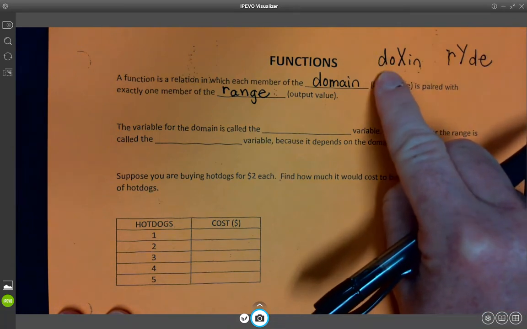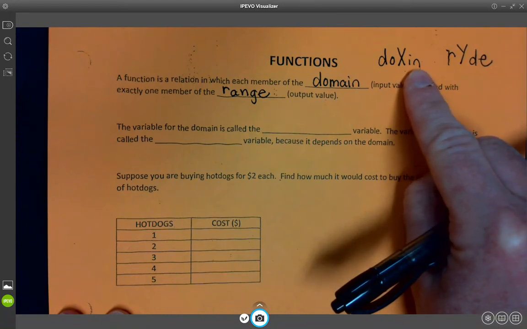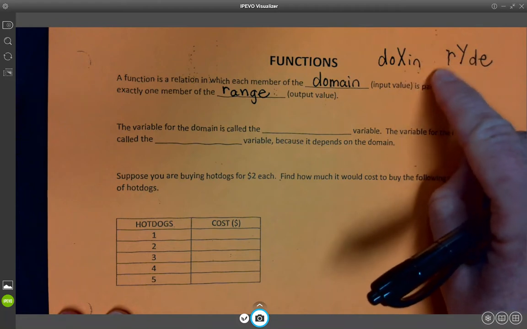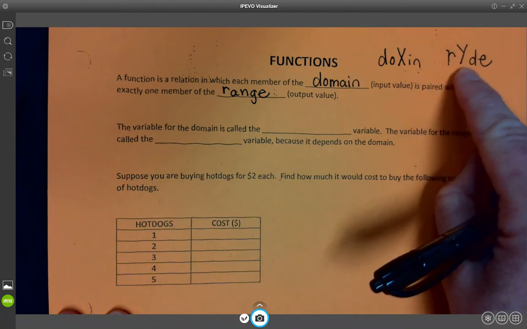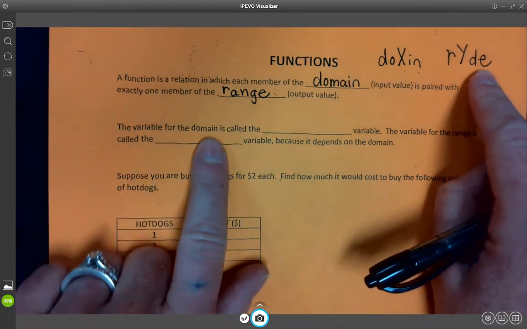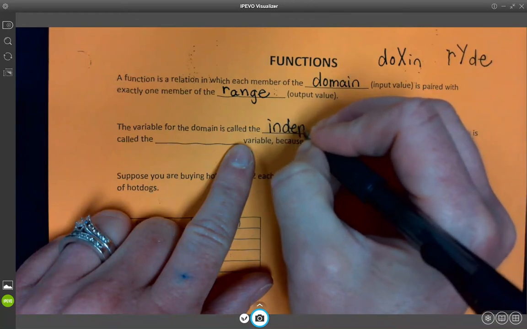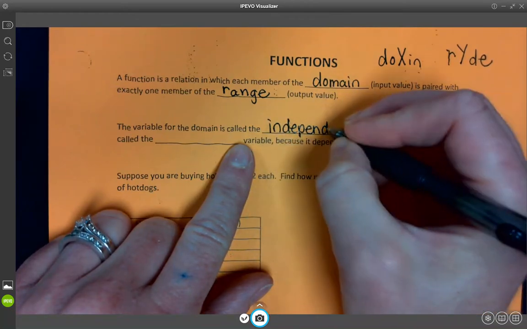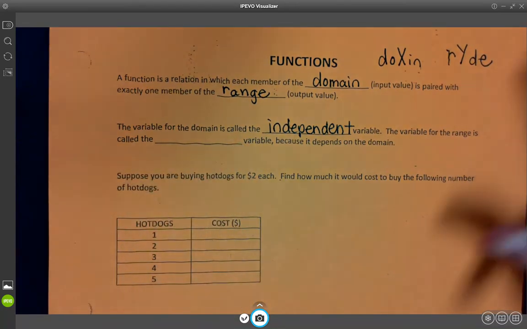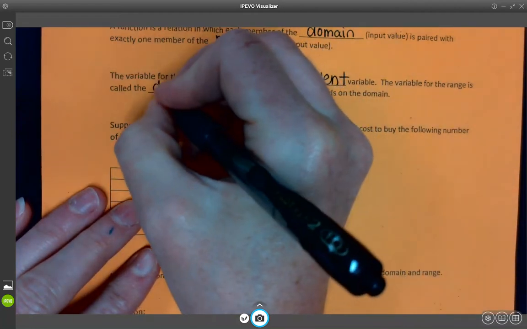Domain, x values, independent, or we could also look at as input values. Range, y values, dependent values. The variable for the domain is also called the independent variable. The variable for the range is called the dependent.